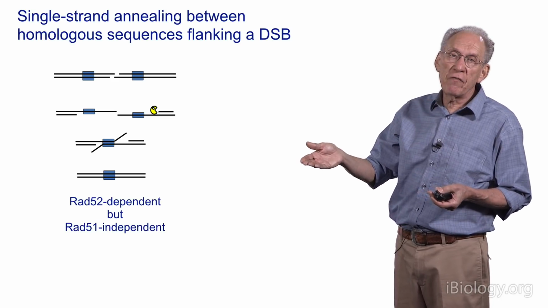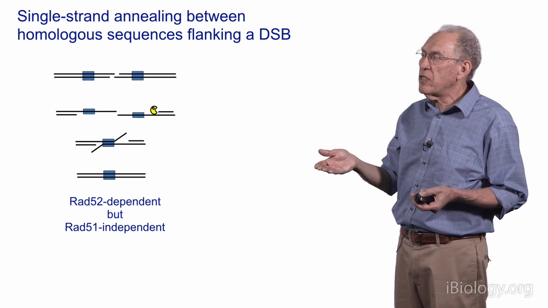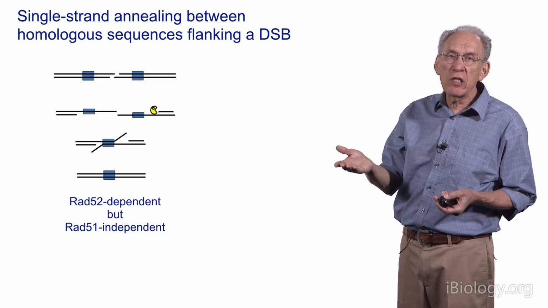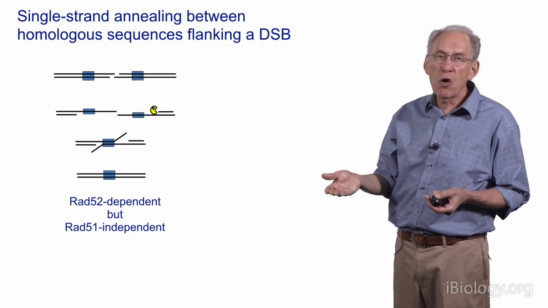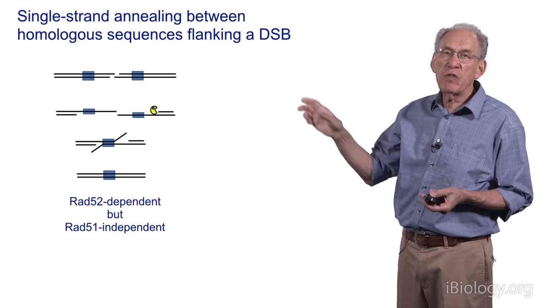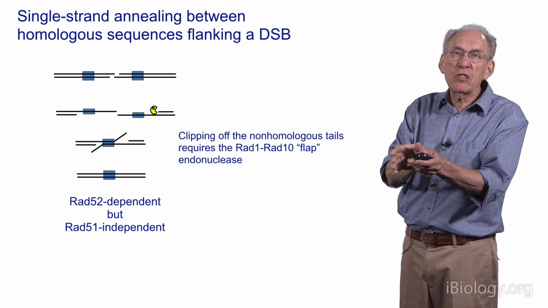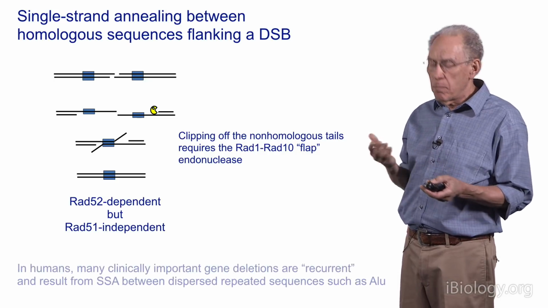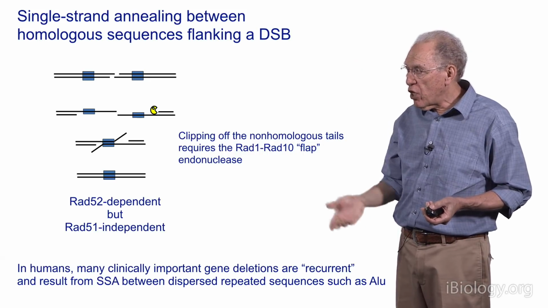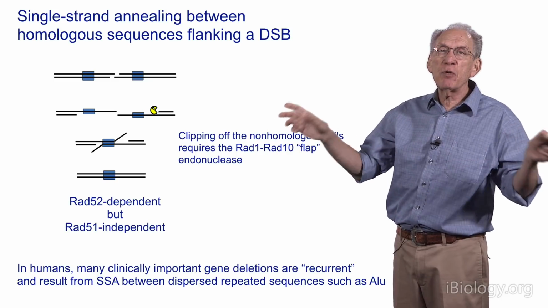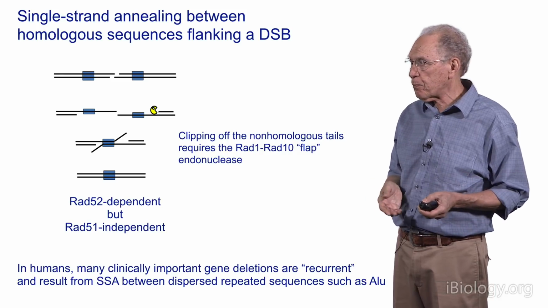These events don't need Rad51, but they do need an annealing protein called Rad52. And the reason that these are important in people is that our genomes are littered with repeated sequences. There are 500,000 copies of a sequence called ALU, 300 base pair chunks of DNA littered around the chromosome. And if you make a break in between them, they make deletions by single-strand annealing. And it turns out that many human diseases have the pattern of these recurrent deletions which are occurring between these flanking repeated ALU sequences and turn out to be clinically very important.